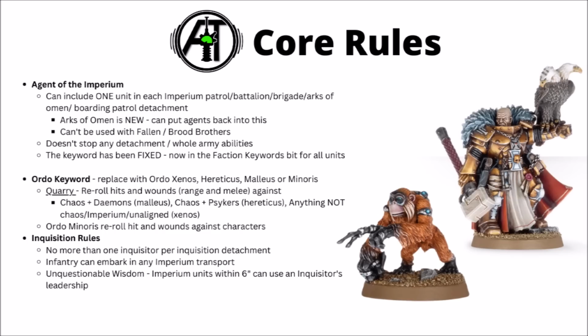Otherwise there's a bunch of Inquisitorial supporting rules. You can't have any more than one Inquisitor per Inquisition detachment. Infantry can embark in any Imperium transport, though other restrictions like certain unit keywords still apply. And unquestionable wisdom means that the Inquisitors get a 6-inch aura of giving their leadership to friendly Imperium units. That one can be quite nice for, say, an allied Inquisitor alongside some Guardsmen, perhaps.